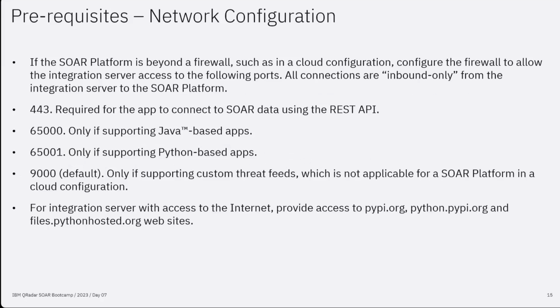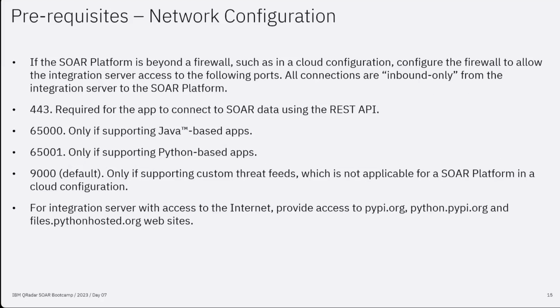Now, the third aspect of prerequisites is the network configuration. If the SOAR platform that you've deployed is behind a firewall, let's say in a cloud setup or a cloud configuration, you need to configure the firewall to allow the integration server access to the following ports. Now remember, all these connections are inbound only from the integration server to the SOAR platform.